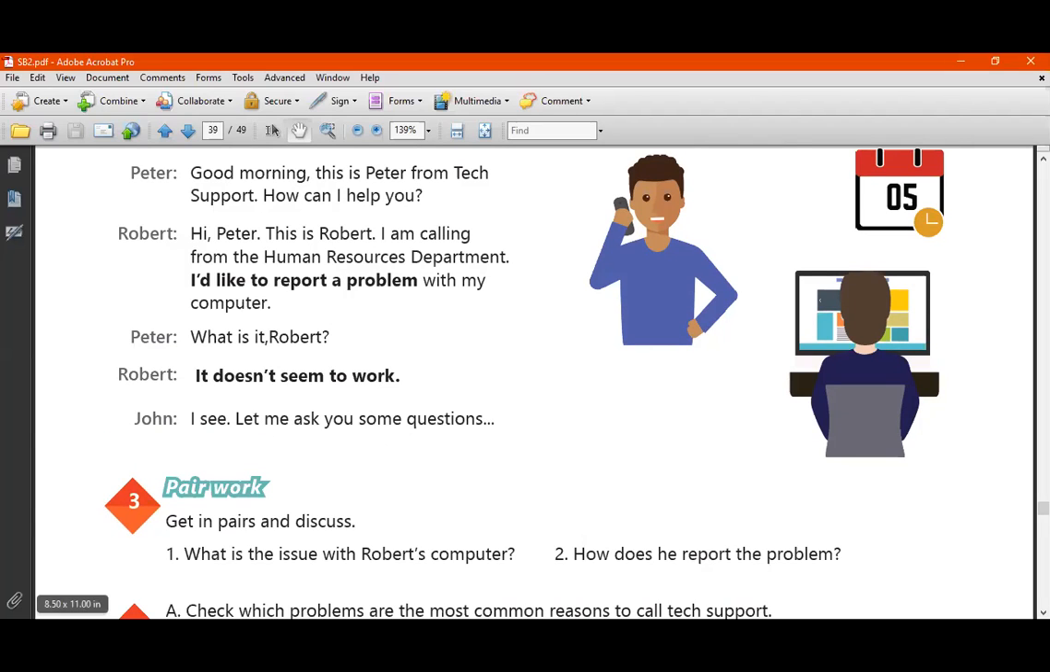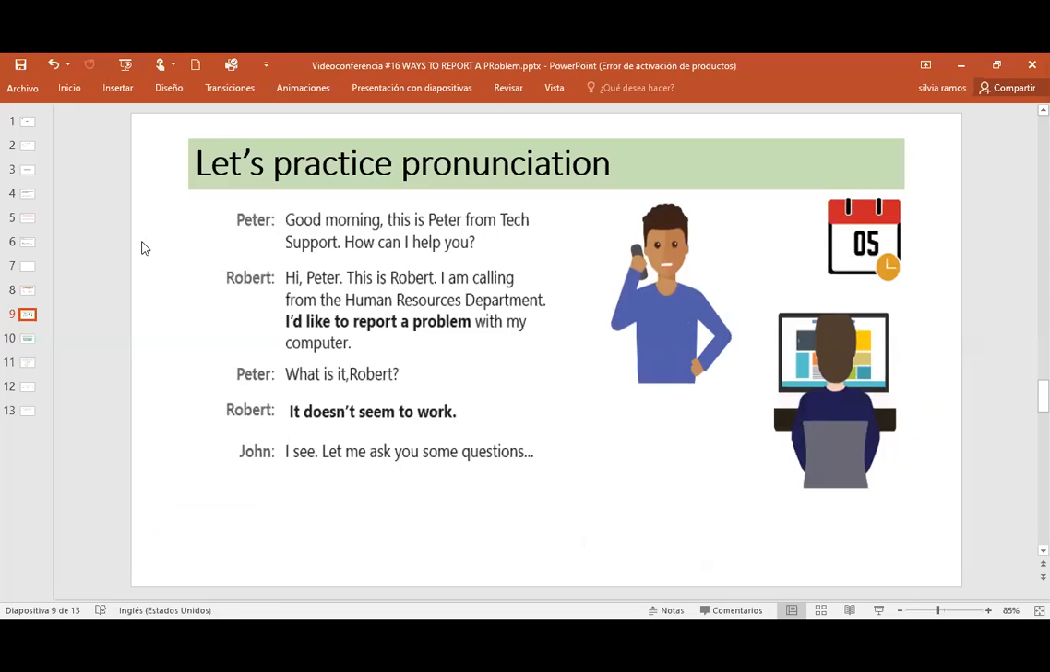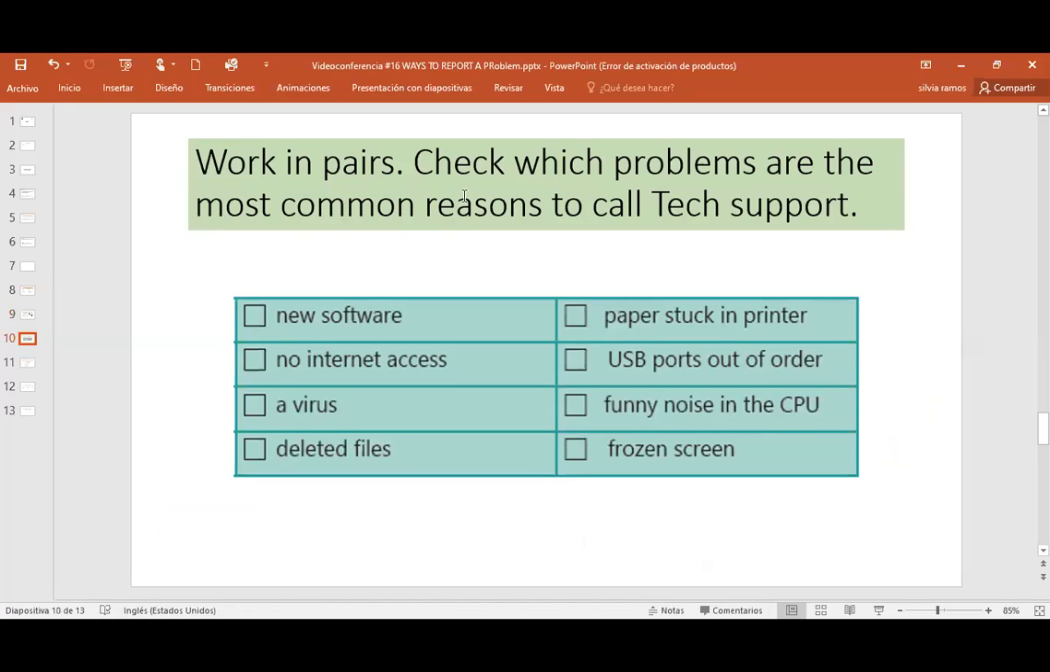Now, we are going to continue working here, right, with the next activity. And it says here, work in pairs, right? And check which problems are the most common reasons to call tech support. Vamos a trabajar en pareja, vamos a hacerlo juntos ahorita. Right. What seems to be the, like the issues that we have when we call tech support? What are the issues? For example, do we have issues with new software? Miren todos los posibles problemas que podemos tener.